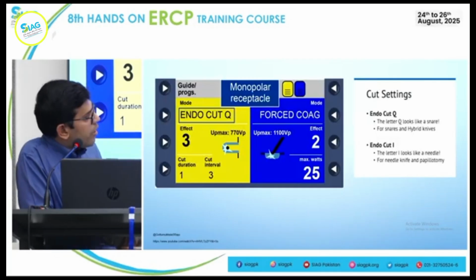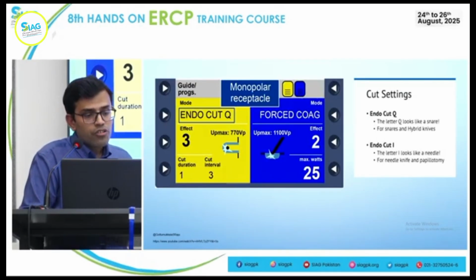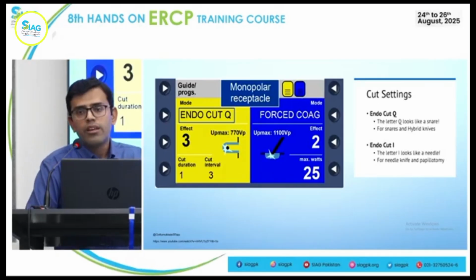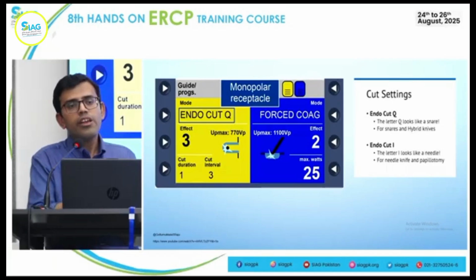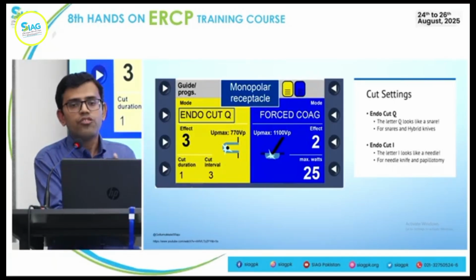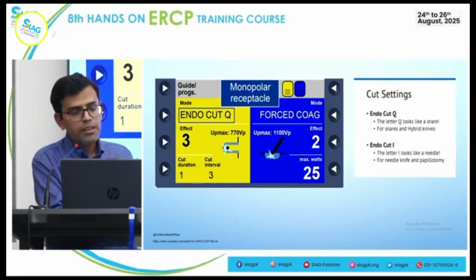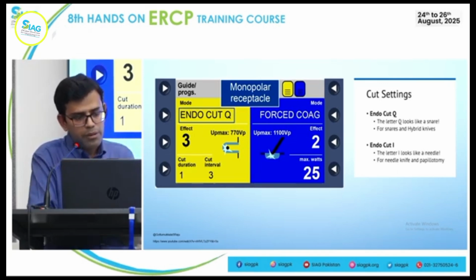So this is one of the examples of the screen in diathermy that we see quite often. The first thing we see is mode. Mode is either endocut Q or I. Now looking at the shape of the Q, it looks like a snare, so that is used for snare and hybrid knives. But if you want to use a needle knife or do papillotomy, then we will use endocut I, as the alphabet shows.